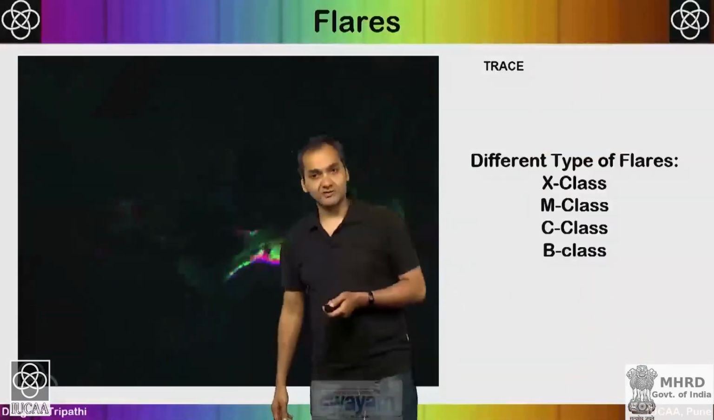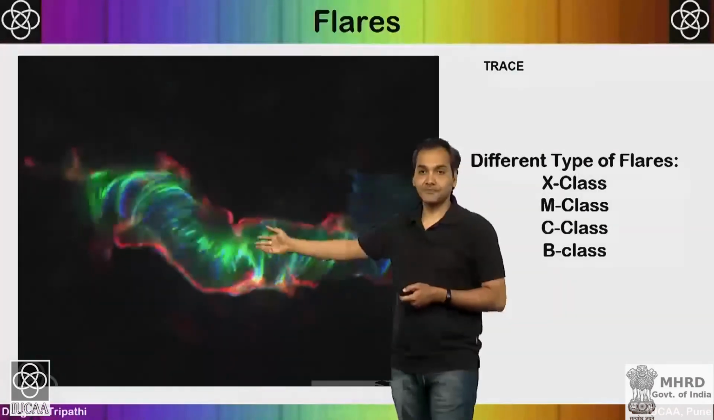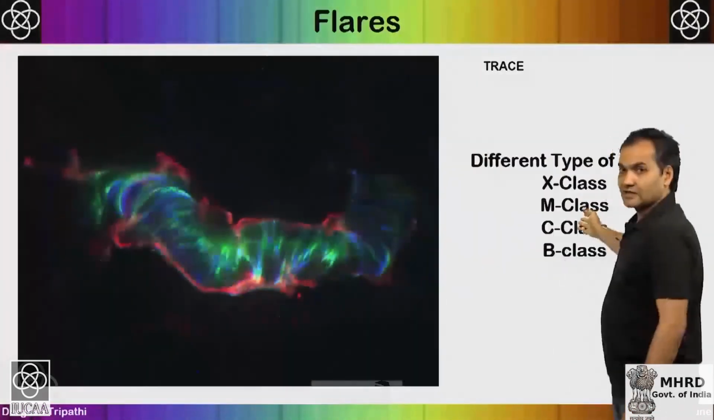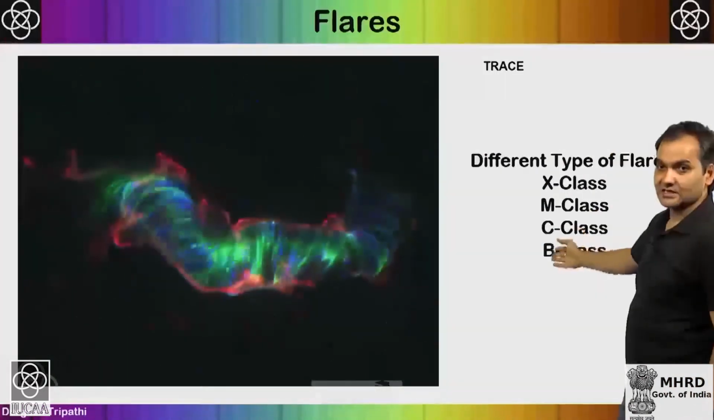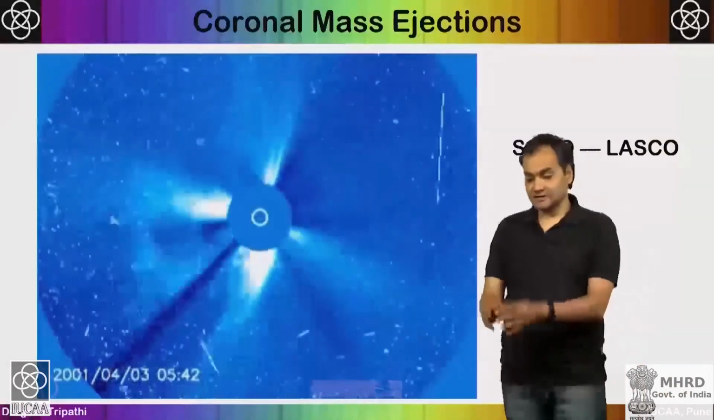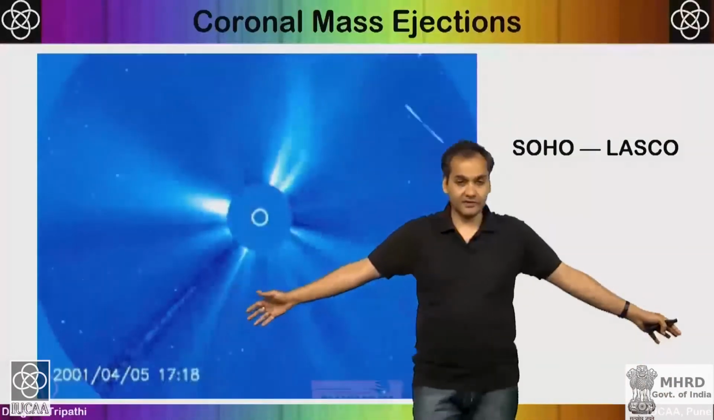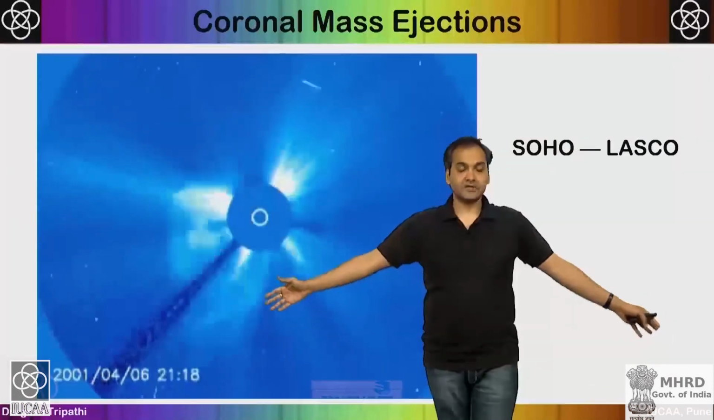Now, flares can be of different types depending on how energetic they are. The highest ones are called X class flares, then M class, lower than that C class, and B class is the lowest energy flare. Now, if you block the disk of the sun and start observing even further out into the atmosphere, in the corona.